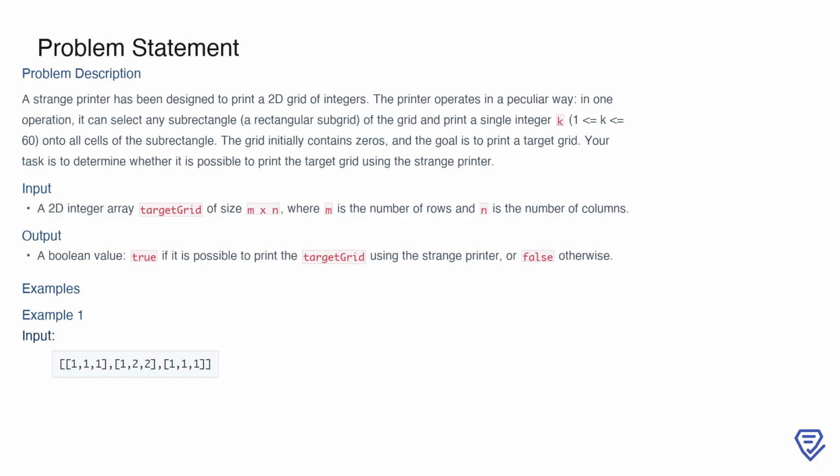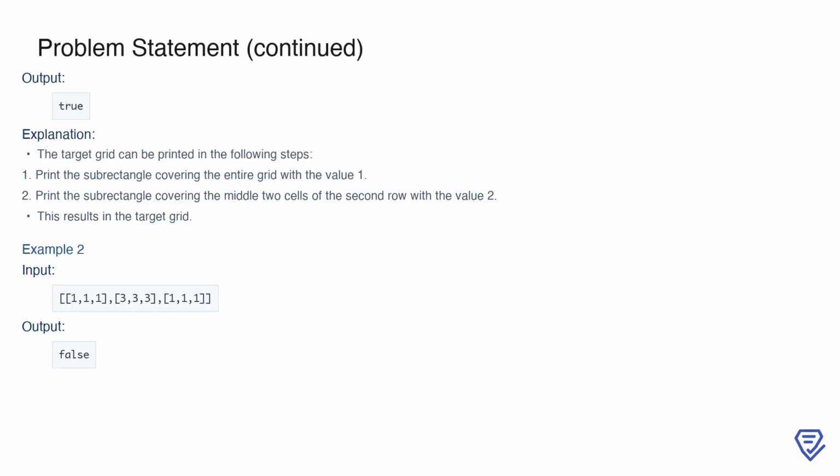To solve the problem, we need to return a Boolean value, true if it is possible to print the target grid, or false if it is not. This introduces an interesting challenge, as we must consider the constraints and sequence of printing operations required to achieve the desired result. To better understand how this works, let's look at an example.